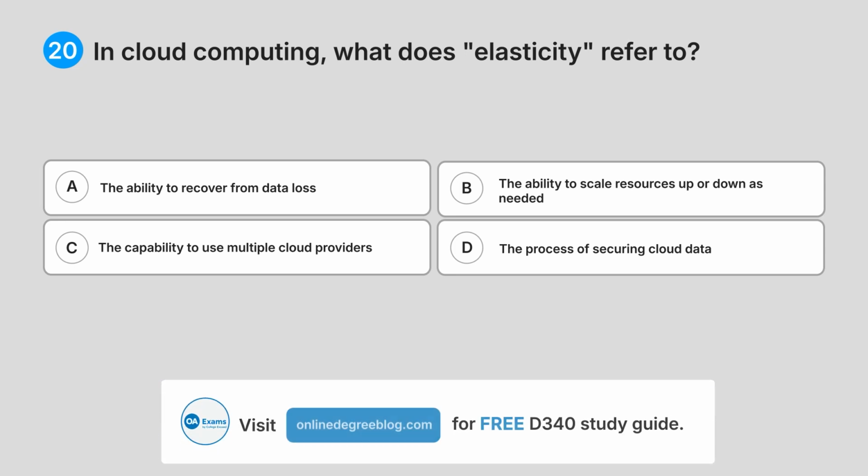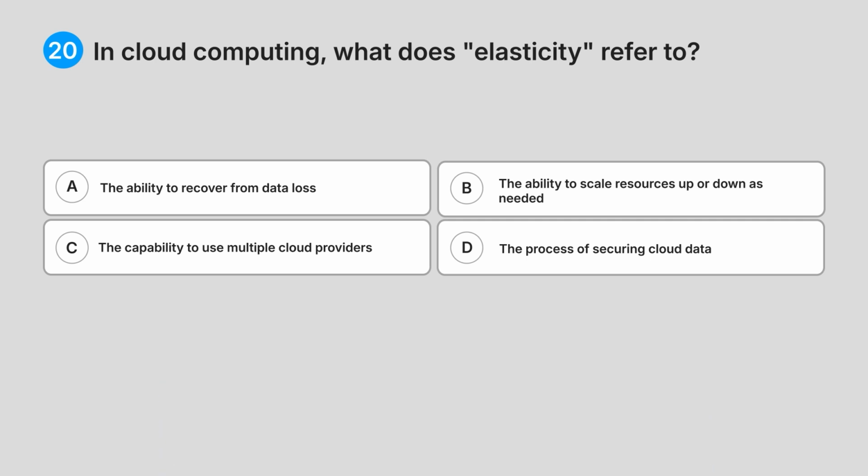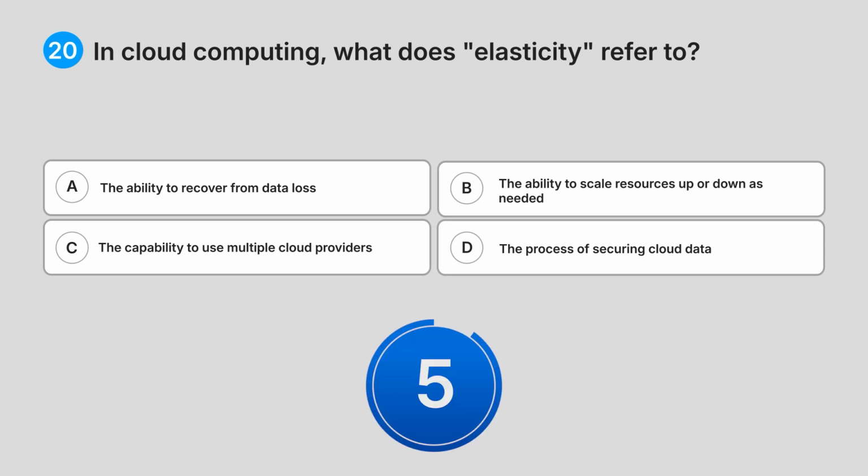A. The ability to recover from data loss. B. The ability to scale resources up or down as needed. C. The capability to use multiple cloud providers. D. The process of securing cloud data. Do you know the answer?